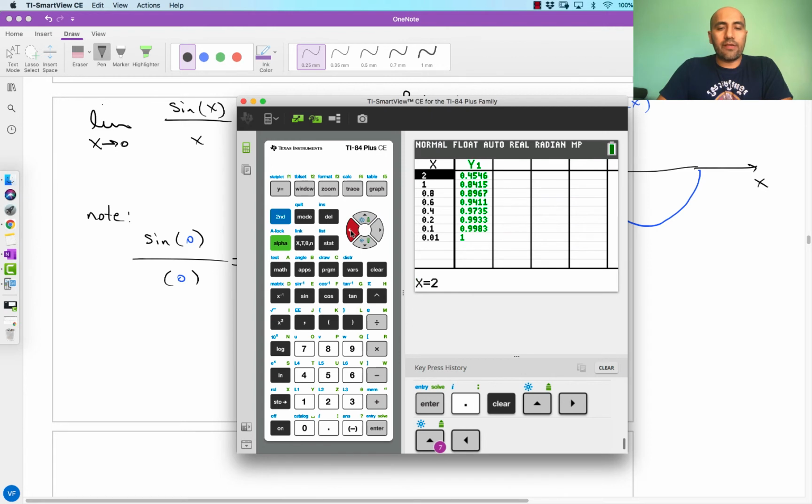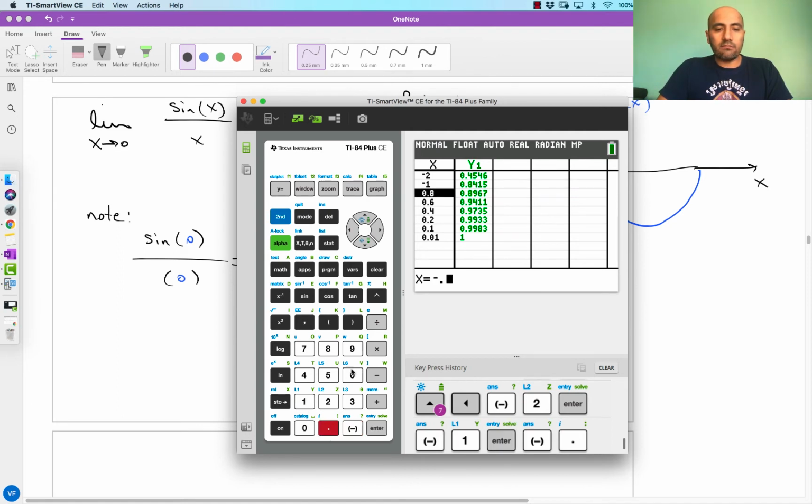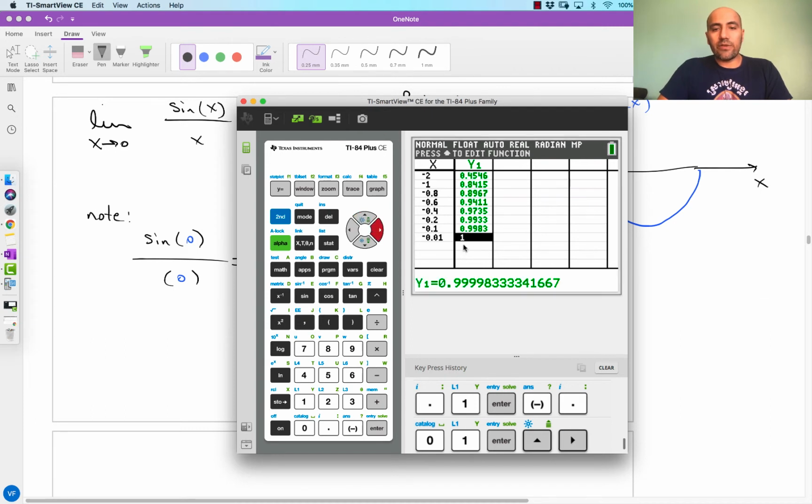So we were always putting values that were positive and then walking towards 0 from the right-hand side. Now let's walk towards 0 from the left-hand side. We start plugging in -2, then -1, then -0.8, then -0.6, then -0.4, then -0.2, then -0.1, then -0.01. Okay, well at this point it's already rounding again, so we can use our arrows and go there, and we see that it's not really a 1, it's this long decimal, right?